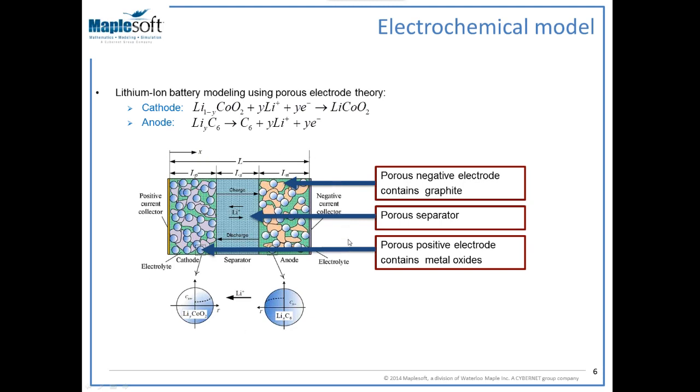porous electrode theory proposed by Professor John Newman at the University of California in Berkeley. So for this type of battery model, the battery is described as having a porous cathode, porous separator, and porous anode. So during charge and discharge processes, the lithium ion can go back and forth between the two electrodes. So that's why this kind of model is also called the rocking chair model. So this type of battery model looks into every detail of what's happening inside the battery.